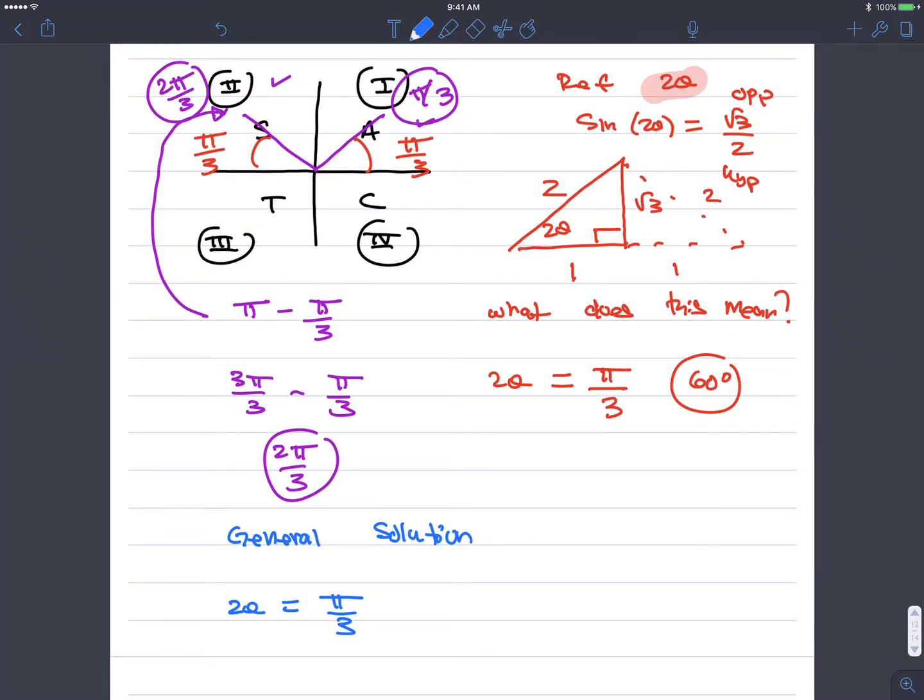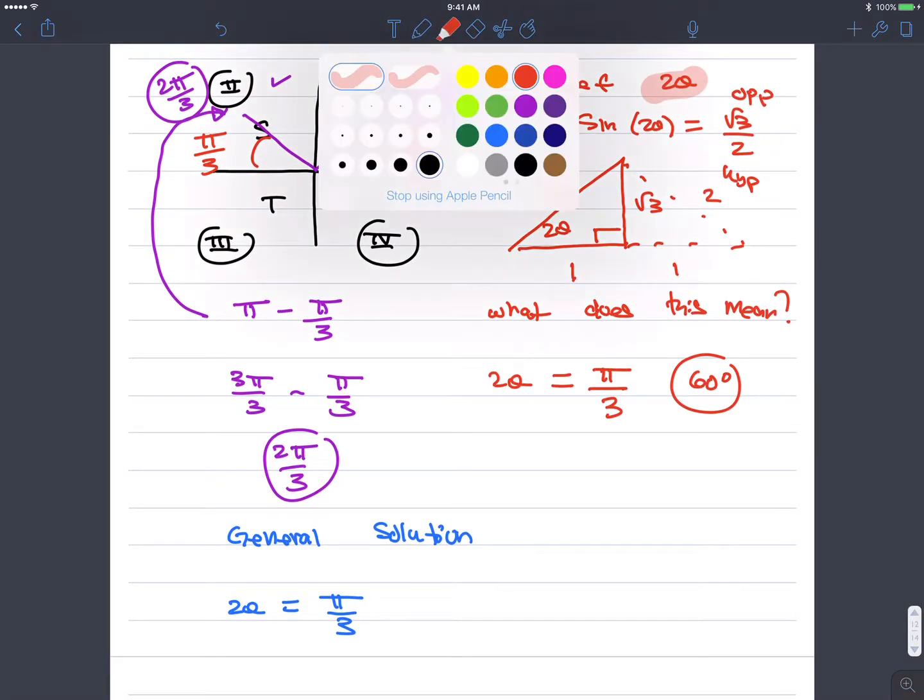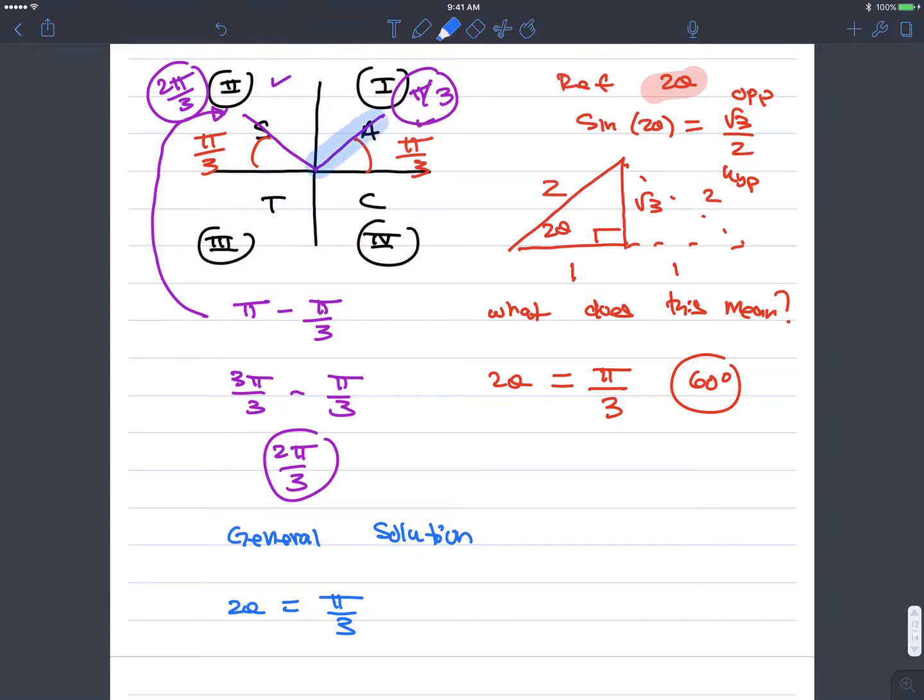So far, so good? Let's double check. My first angle here is pi over 3. What am I going to add for the general solution? Am I going to add n pi or am I going to add 2n pi? Good job.